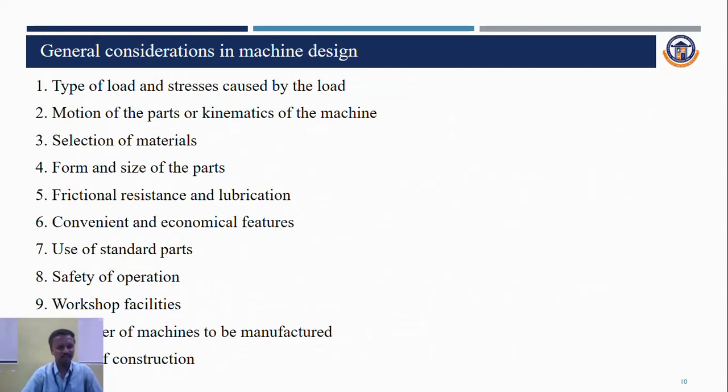Ninth one will be facilities. Tenth one will be machines to be manufactured. Eleventh one will be cost of construction. So these things we have to consider while designing the parts.